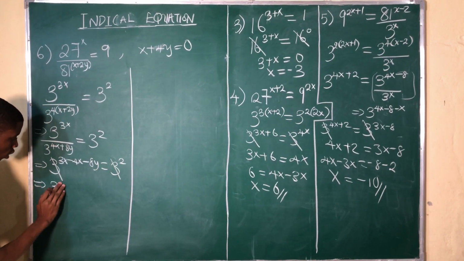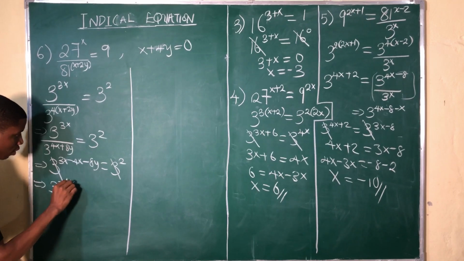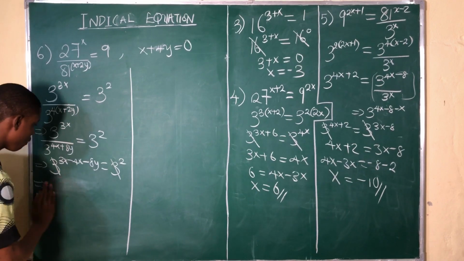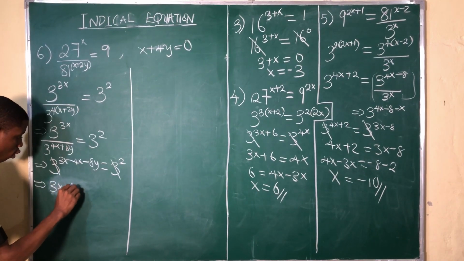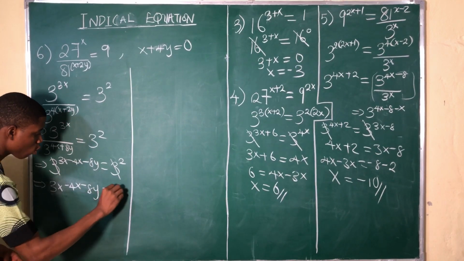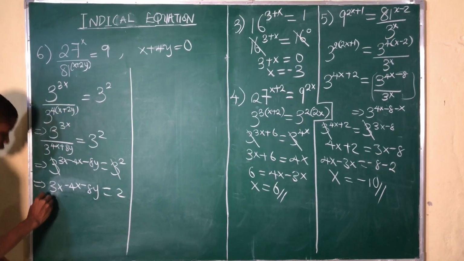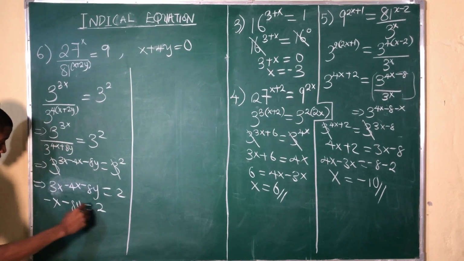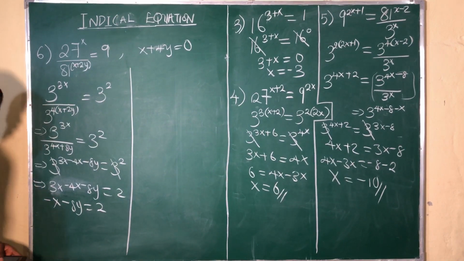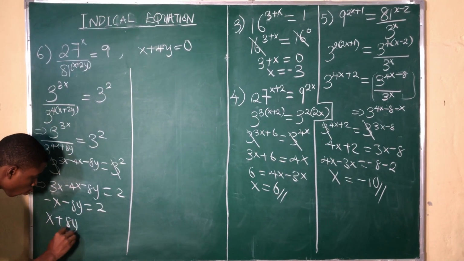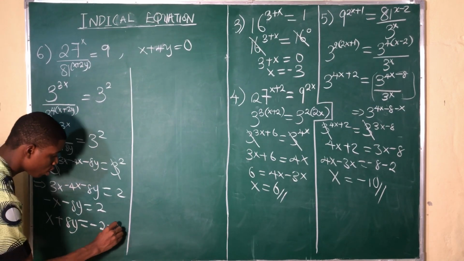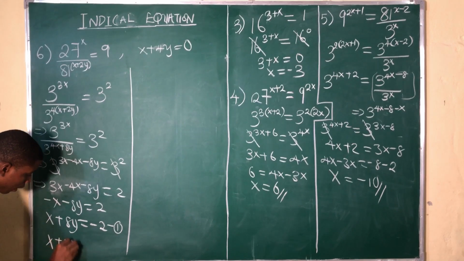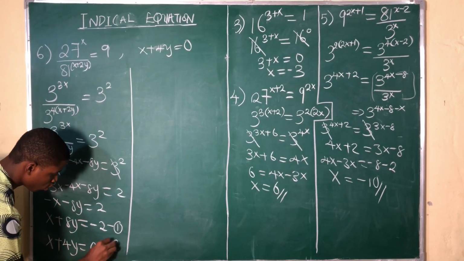So you can see a case where this will cancel this, and you have 3x negative 4x negative 8y is equal to 2. So therefore, this becomes negative x negative 8y is equals to 2. So when we write this, multiplying both sides by negative 1, it becomes x plus 8y is equals to negative 2. So let's call this equation 1. And we also know that x plus 4y is equals to 0. Let's call this equation 2.